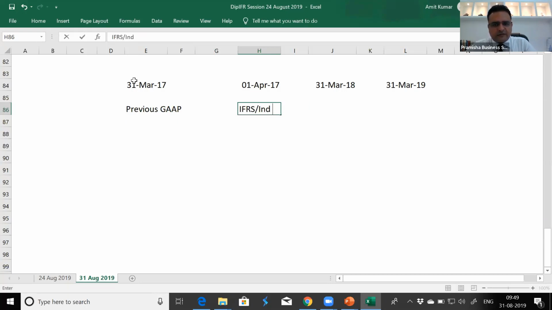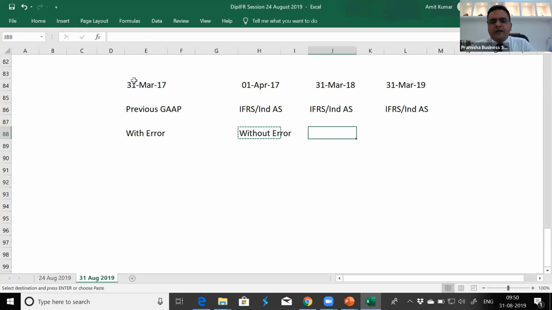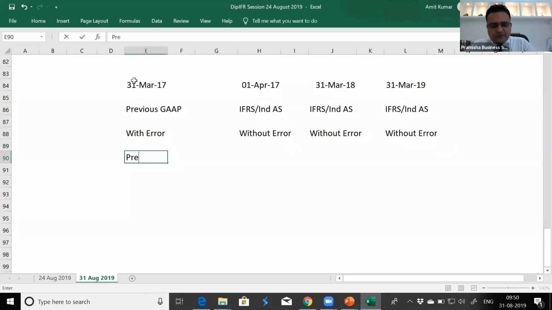IFRS or Ind AS. We can call it, this is with error. We make the adjustment in the error, and this becomes without error. And automatically that without error figure gets transferred to the 31st March 2018 balance sheet as well as 31st March 19. We can also call it previous accounting policy, and new accounting policy.